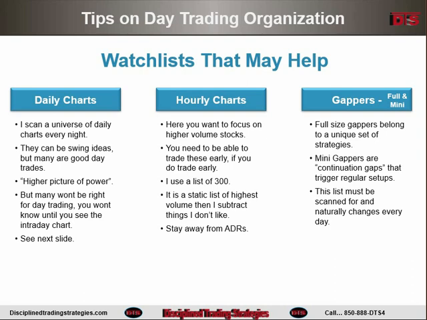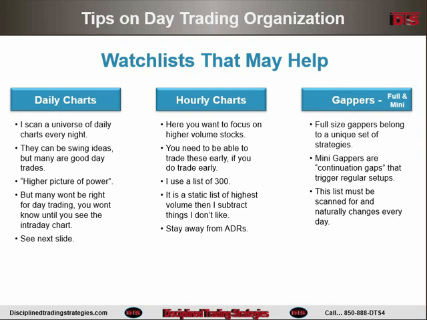Then I go through and I look at 300 hourly charts. Now these 300 hourly charts are not done by a scan. They are a set list that I change every 6 weeks or so. It starts off being the 300 highest volume stocks in the market. The reason for that is because I want a good base of stocks that are going to be very tradable that opening hour.